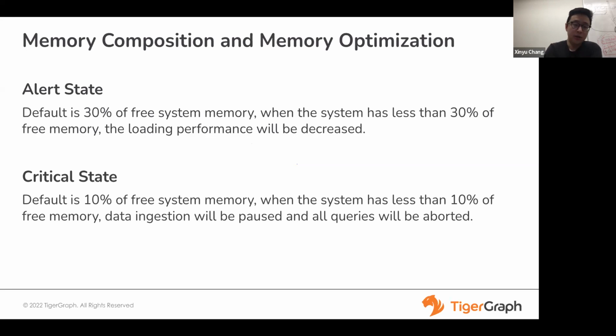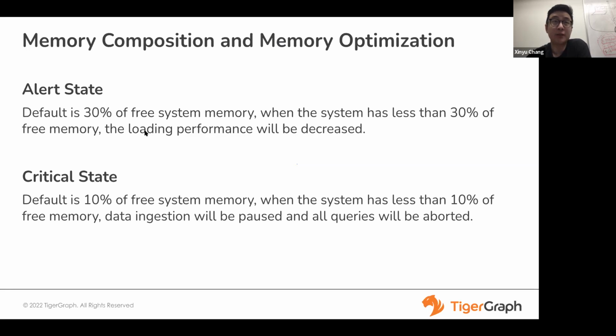These two states are actually configurable. You can use numbers other than 30% and 10%. But sometimes you may observe your system, hey, my loading is really slow, my loading hangs, my query got aborted due to the critical state, right?